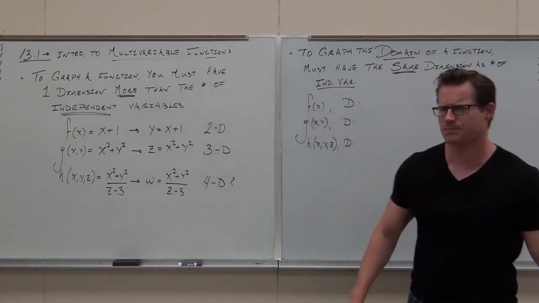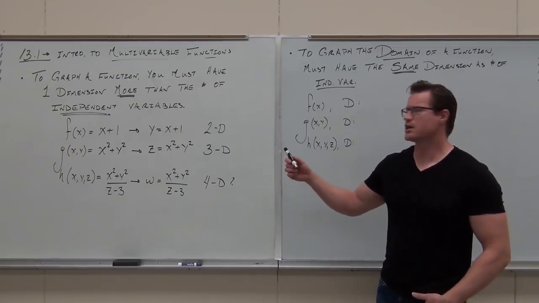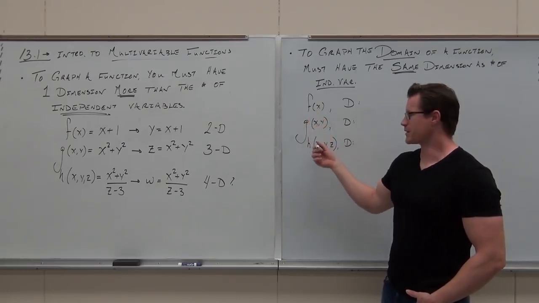So let's see. Everyone in class right now, you should be at this point. How many independent variables do I have right here? One. How many independent variables do I have right here? Two. How about here? Three.